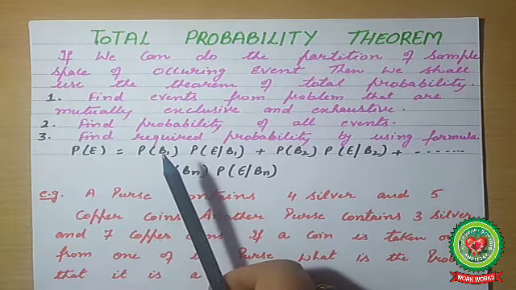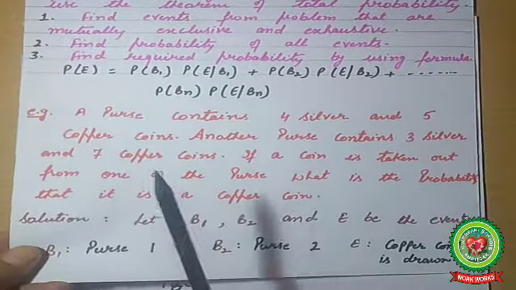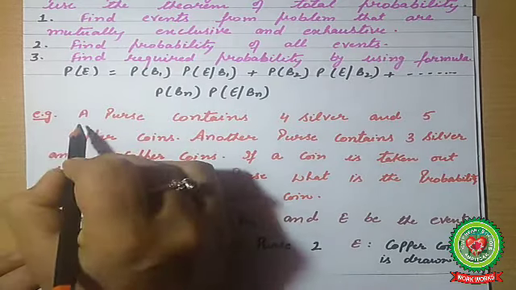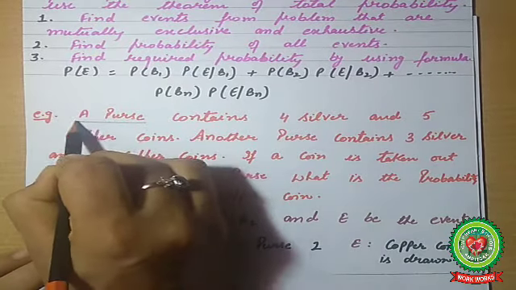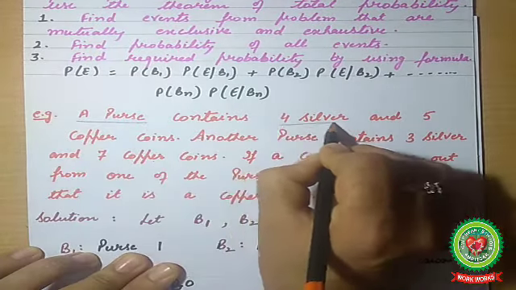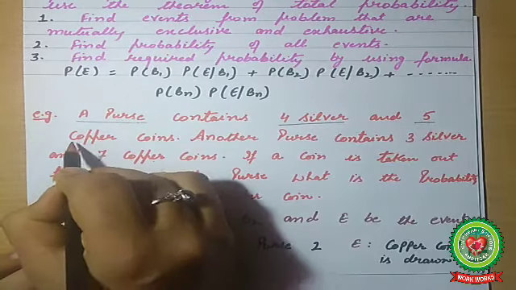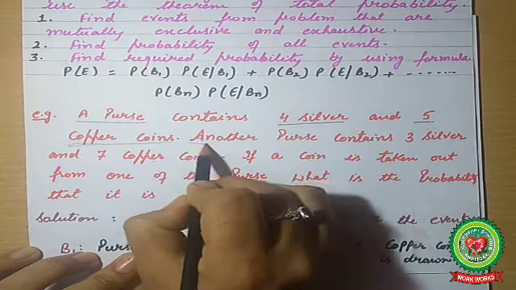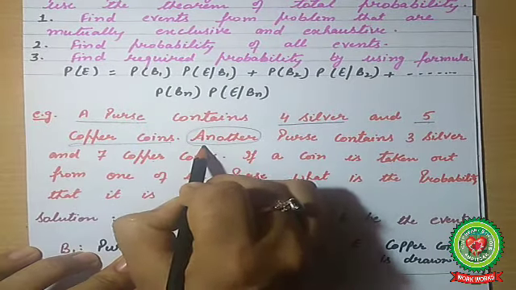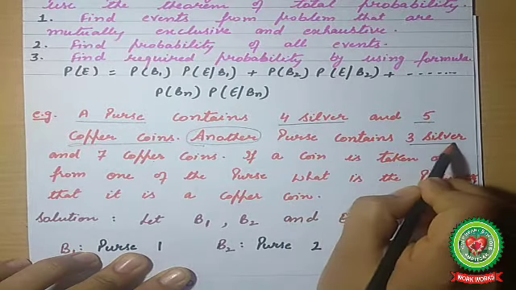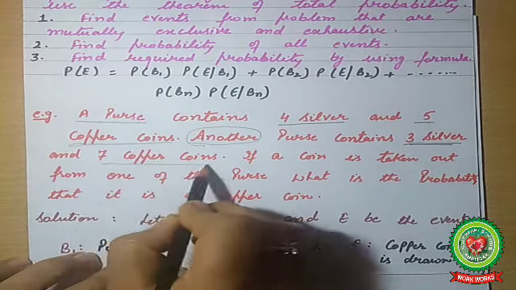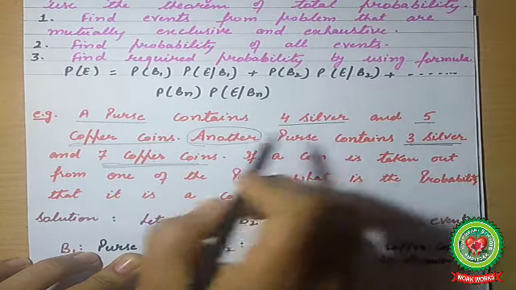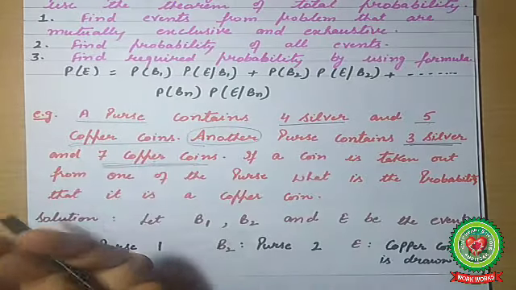Now I am taking one example for more understanding. A purse contains 4 silver and 5 copper coins. So the first case, a purse is there, and that purse has 4 silver coins and 5 copper coins. One more purse, another purse, contains 3 silver and 7 copper coins. The coins are the common thing, and two different purses are holding them.